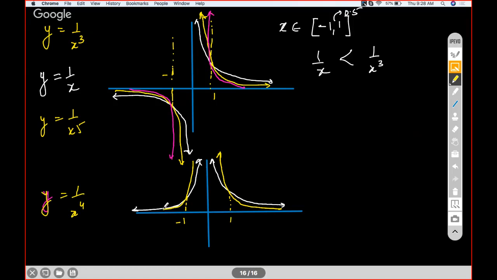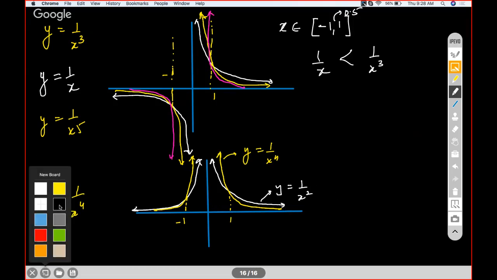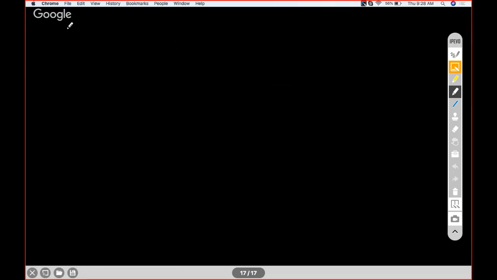Yes, absolutely. So this is how the graph looks. The yellow one is the graph of y is equal to 1 by x to the power 4. The white one is the graph of y is equal to 1 by x squared. Okay. So again, all the shifting concepts will be equally valid here as well. So let's draw the graph of y minus 3 is equal to 1 by 2 minus x to the power of 5.